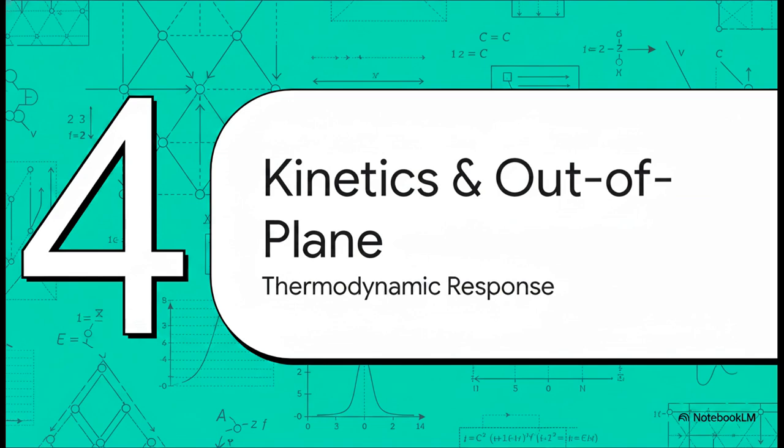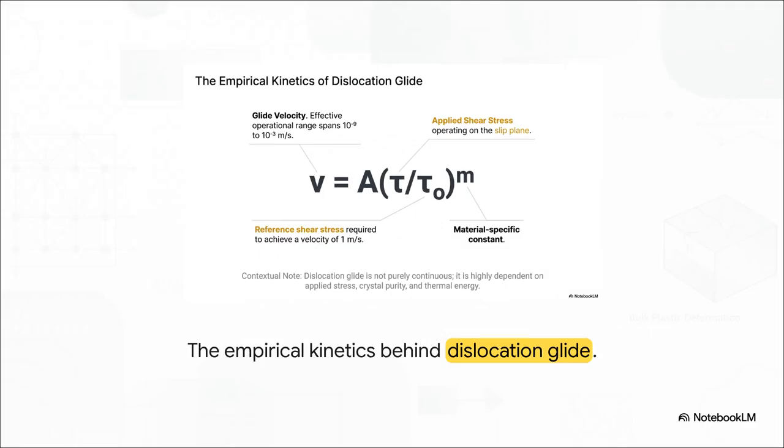Section 4. Kinetics and out-of-plane motion, the thermodynamic response. Now, moving beyond pure geometry, we have to mathematically quantify how these defects respond to real-world variables. Because as it turns out, dislocation glide is not a perfectly continuous, smooth ride.